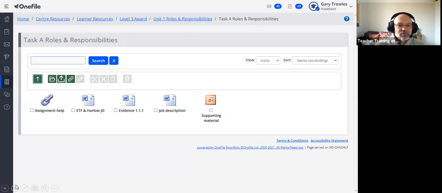On One File resources, you will find the document that we need to fill in. That's the table, called Evidence 111. It's just a Microsoft Word table. On the next screen, we'll see what that looks like. Here are the Education and Training Foundation standards and the Harlow College job description, and the one marked just job description is the City College Norwich one. This is a copy of these PowerPoint slides, and that's a little video that serves as a reminder of what has to be done for this particular task.